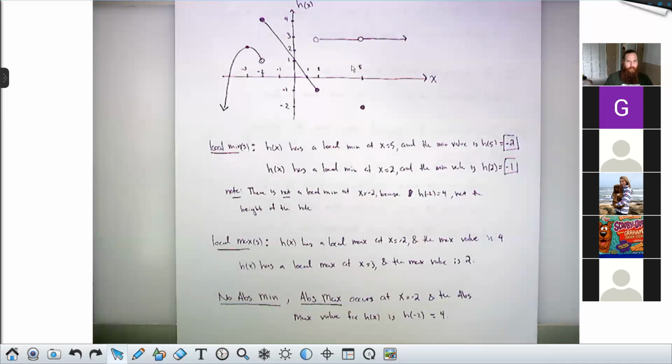5 comma 3? No, because the value of the function at x equals 5 is down here. So 5 comma 3 isn't even on the graph. There's a hole there, so don't be misled. Remember that the value of the function at 5 is -2 rather than 3. Yeah, because this is open up here. That indicates that there's not actually a point up there. The point is down here.